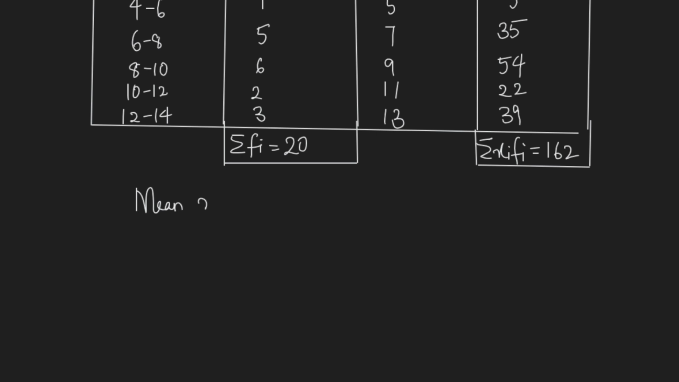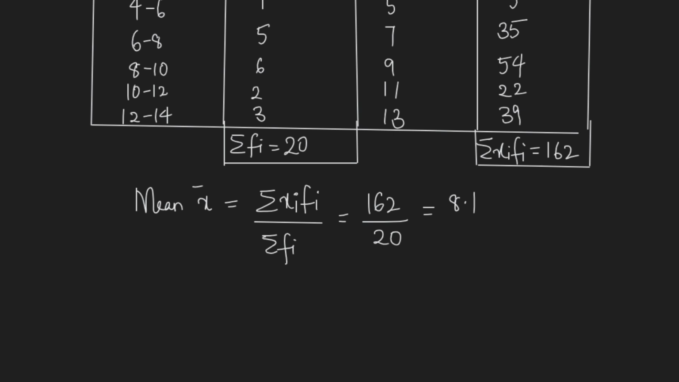The formula of mean using the direct method is given by sigma XiFi divided by sigma Fi, which is equal to 162 divided by 20, which is equal to 8.1. So 8.1 is the mean that you've got, but you have to conclude the answer by writing: therefore, the mean number of plants is 8.1. Here we have used the direct method since the values are small.